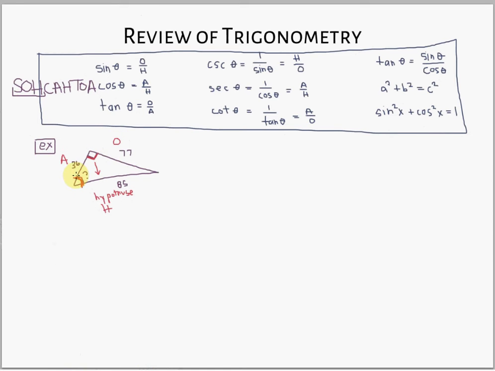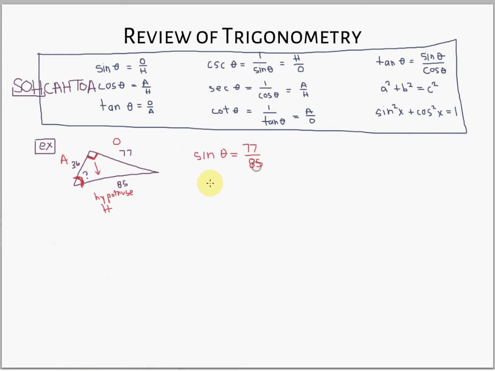So if I want to know what this angle is, I have values on this one for all three sides, so I can choose to use sine, cosine, or tangent. It doesn't matter. I'm going to use sine just because it's easy to choose the first one. So the sine of my angle is going to equal opposite over hypotenuse. So it'll be 77 over 85.